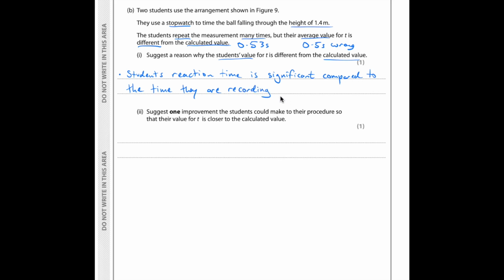The student's reaction time is significant compared to the time they are recording. Part 2. Suggest one improvement the students could make to their procedure so that their value for t is closer to the calculated time. Well, if they don't have a computer available, what they want to do is drop it from a bigger height. And that's because a bigger height will create a bigger time.